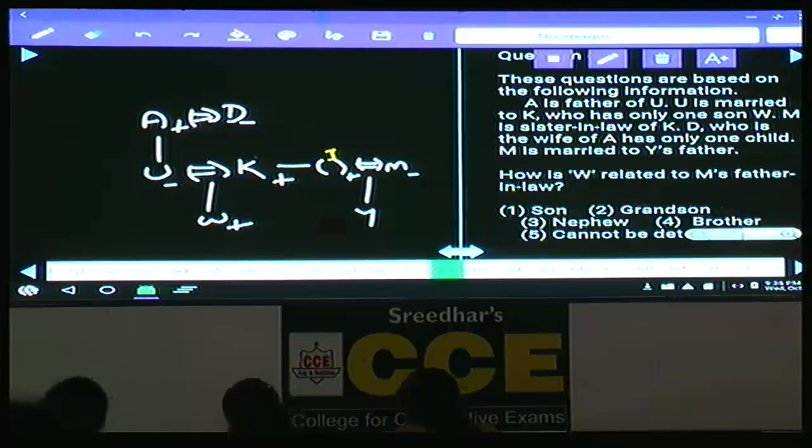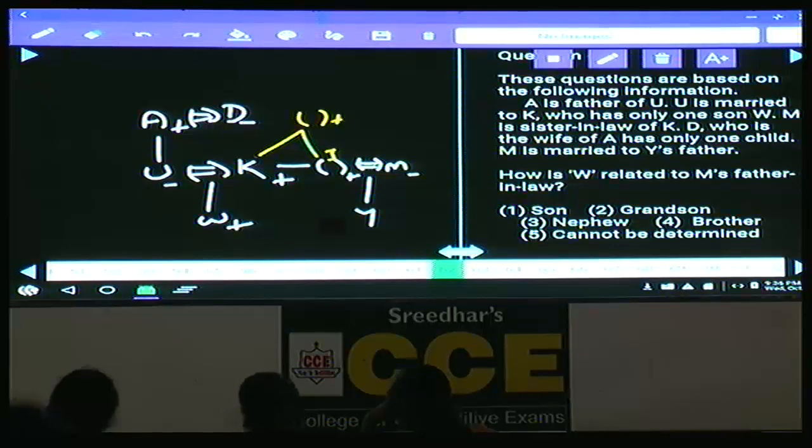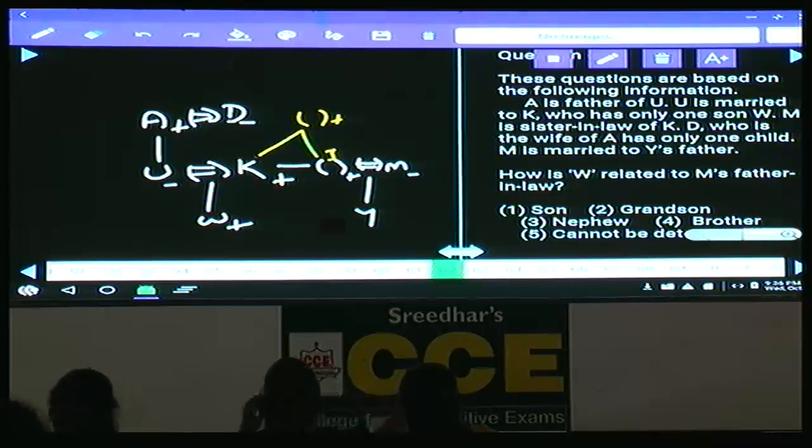Question 62: how is W related to M's father-in-law? Who is M's father-in-law here? M's father-in-law means the spouse's father. And who is the spouse's father here? Now this person's father. W is the grandson of M's father-in-law. Grandson, that is choice 2.